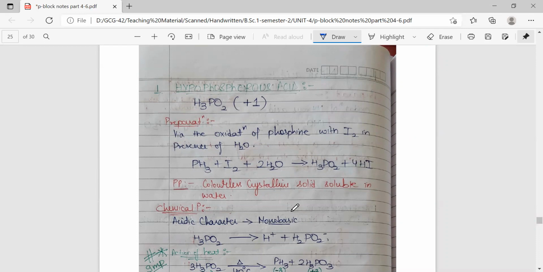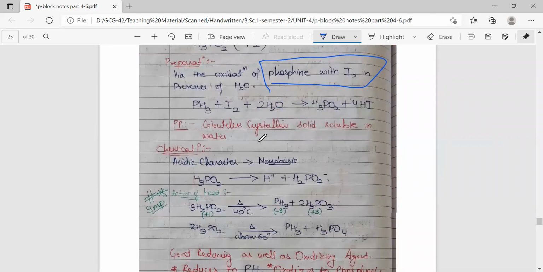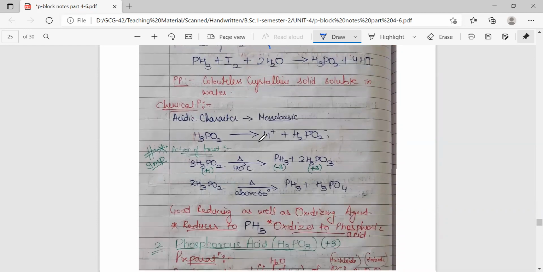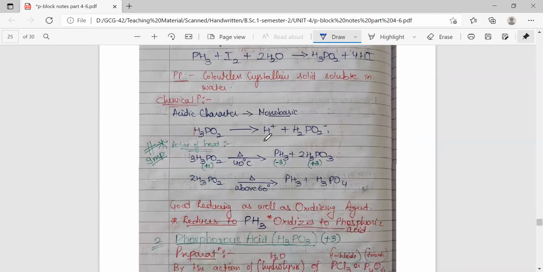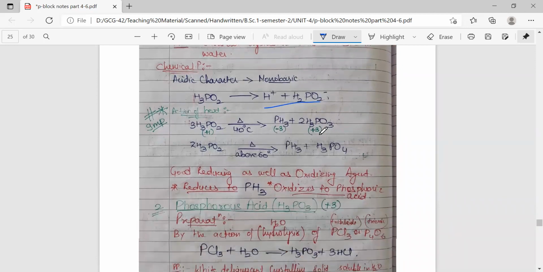It can be prepared by the oxidation of phosphine with iodine. Phosphine will undergo oxidation due to iodine, and iodine itself will get reduced to I negative in the form of hydrogen iodide. So we'll get the formation of this hypophosphorus acid. It is a colorless crystalline solid soluble in water. It is a monobasic acid. This is how the basicity can be shown.